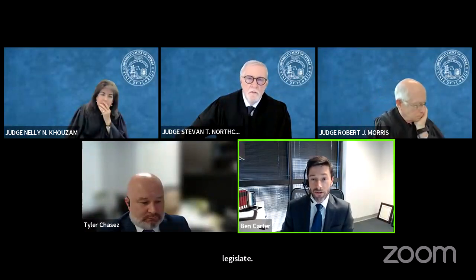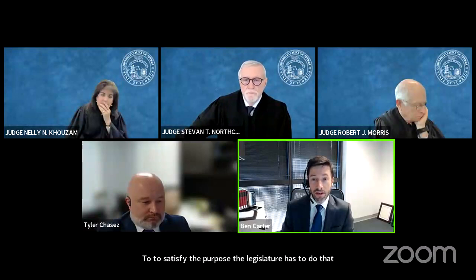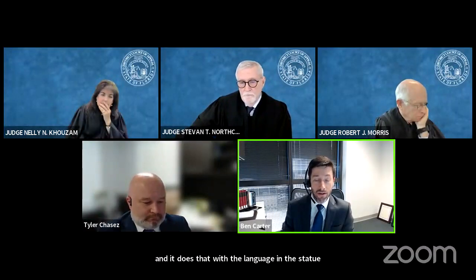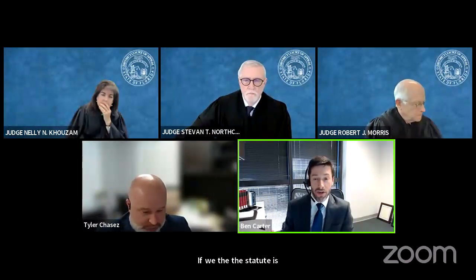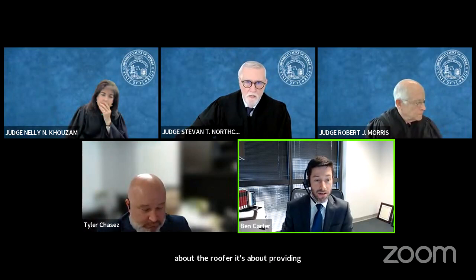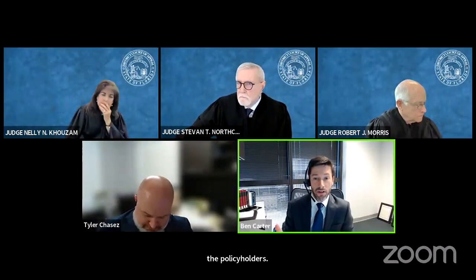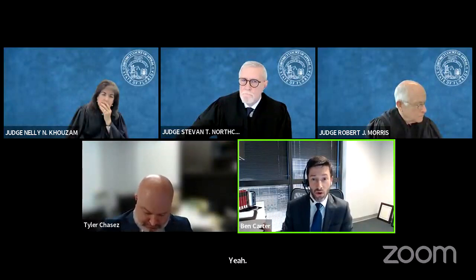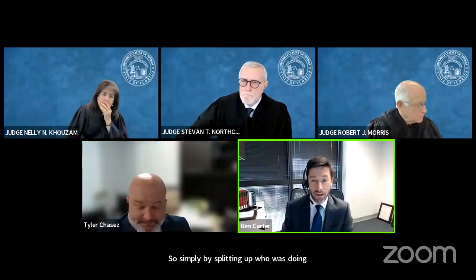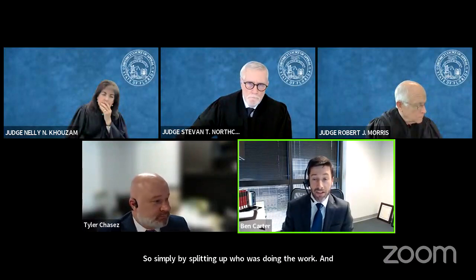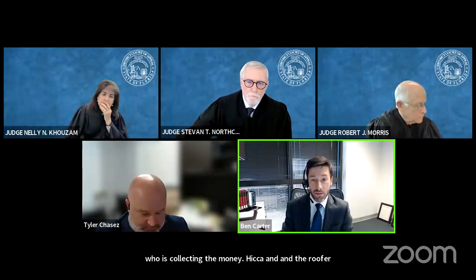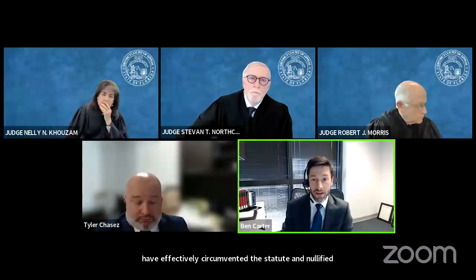Correct, and the plain language of the statute, I believe, reflects that purpose. The purpose is to protect the policyholders. The statute is not about HICA and it's not about the roofer. It's about providing protections to the policyholders. If the court were to accept HICA's argument, the insured is deprived of this bundle of protections that the legislature intended to provide. So simply by splitting up who is doing the work and who is collecting the money, HICA and the roofer have effectively circumvented the statute and nullified these protections that the legislature intended to provide the policyholders.